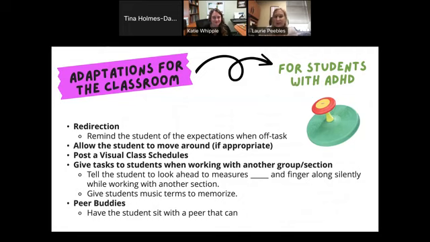And then, as we've mentioned before, and we'll continue to mention, if you can find a peer buddy that will be a good partner and a good pairing for that student, have that student sit with a peer that can help that student remain on task and follow the directions that they're supposed to be doing in the class.